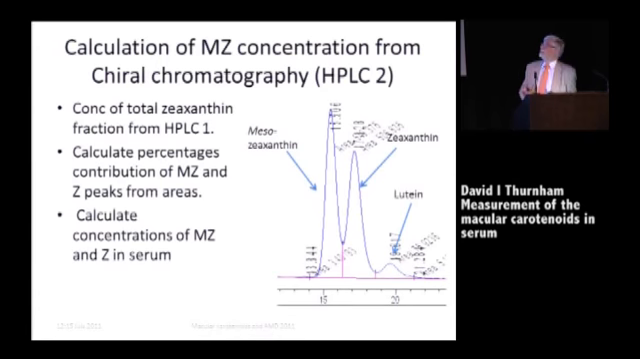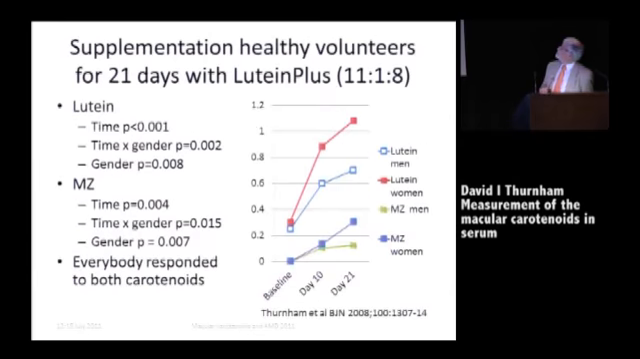I looked first of all at the work we did in Ulster. This was an intervention trial with lutein plus, which is roughly equal amounts of lutein and mesozeaxanthin and a small amount of zeaxanthin. The responses we got are shown here. I've not shown zeaxanthin on this slide, just meso and lutein.